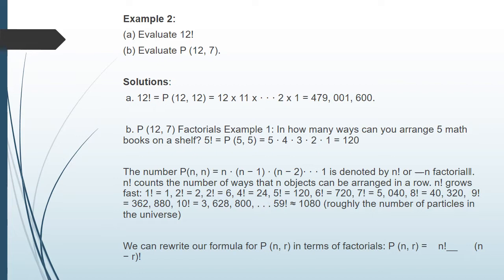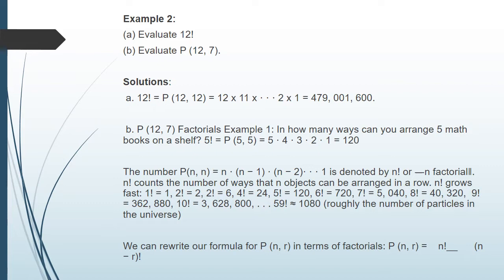Example 2. A. Evaluate 12 factorial. B. Evaluate P(12, 7). Solutions. A. 12 factorial is equal to 12 times 11 times 10 until 2 times 1, which is equal to 479,001,600. B. P(12, 7).